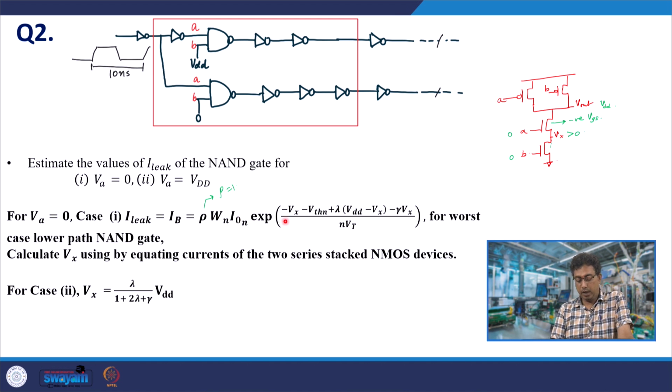Then you have the width, and this is for the transistor B. What is the gate voltage? VG equal to 0. So, therefore, this is VGS. And this is the VGS of transistor A, minus X, and this is the VDS of transistor A.